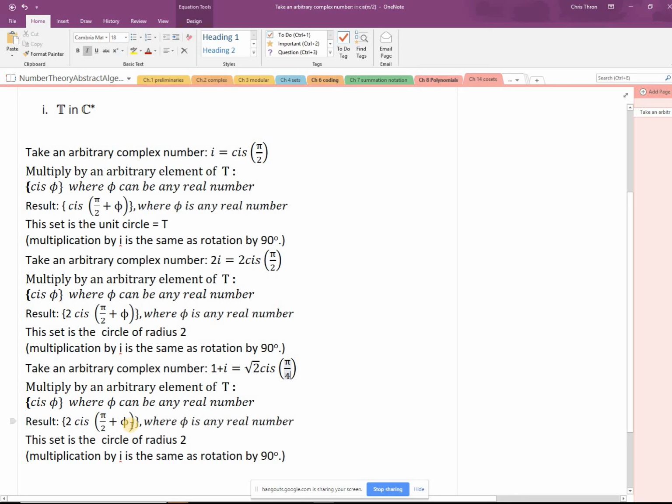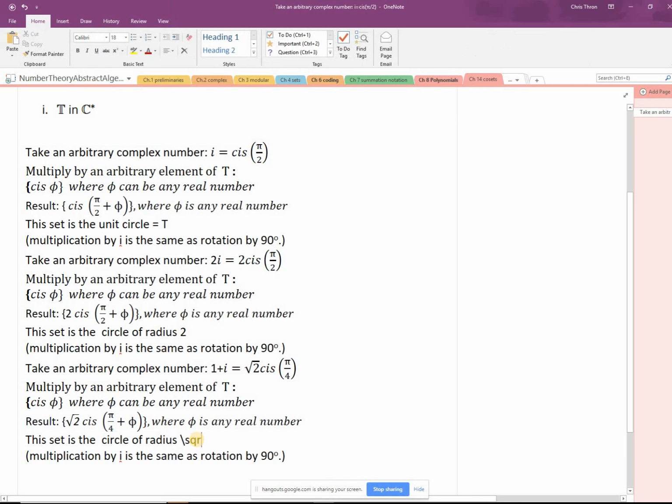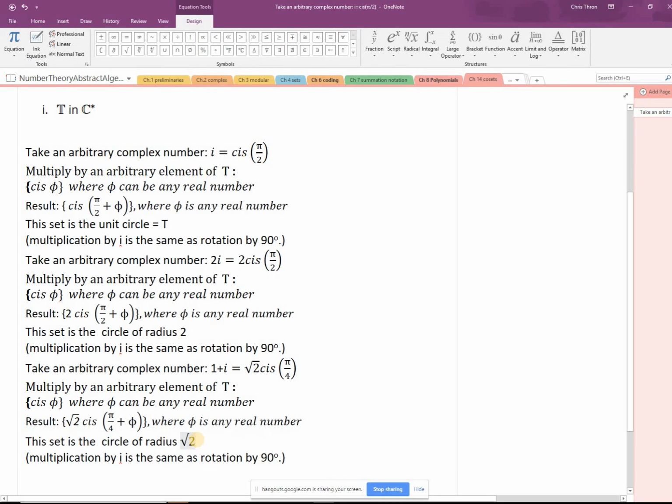All right, so what changes over here? Okay, and then what else changes? Okay, right. Now what about that? Right, so in fact, I can get any number with radius square root of 2.